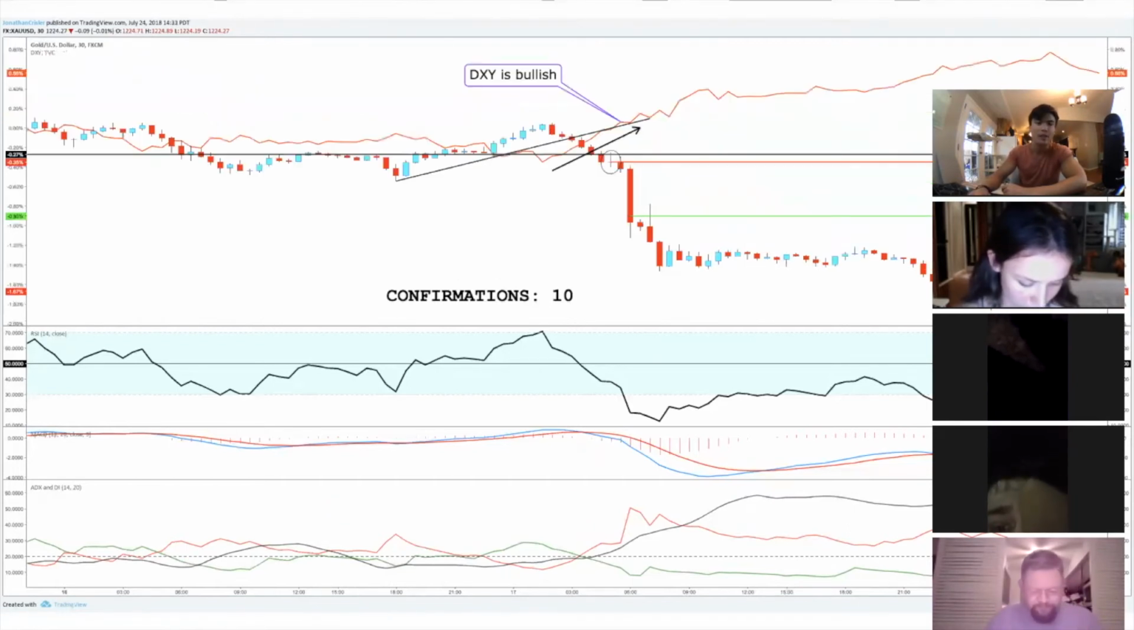Then our 10th confirmation is looking at the dollar index. Whatever the dollar does, gold does the opposite. So we see that the dollar is going up, telling me that, hey, I think gold's going down. Boom, 10 confirmations. We got on the sell.